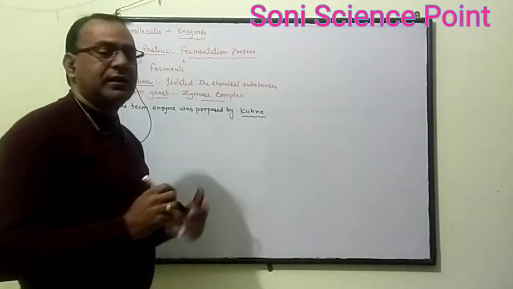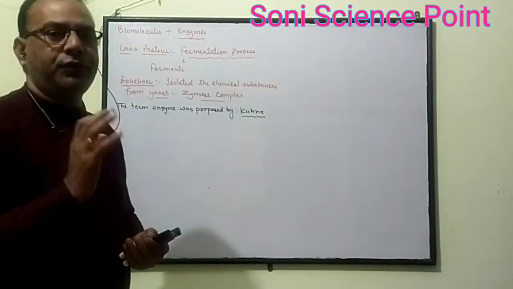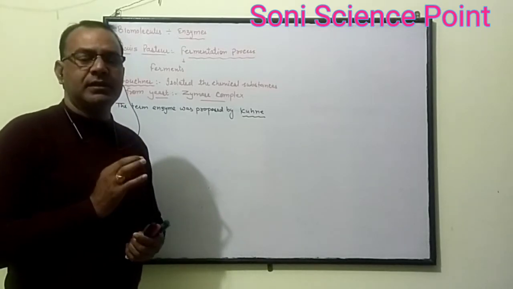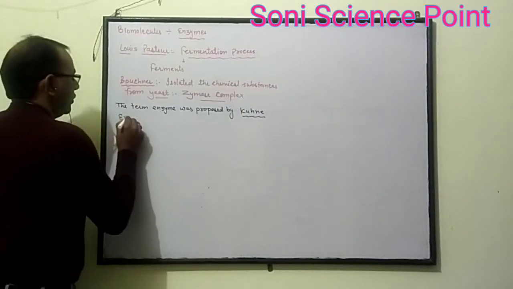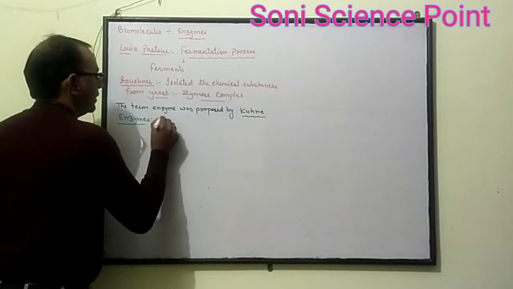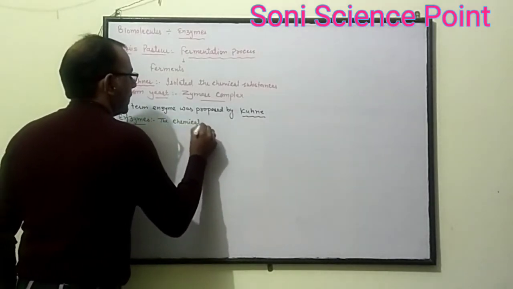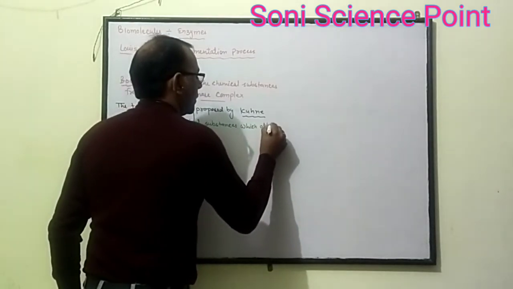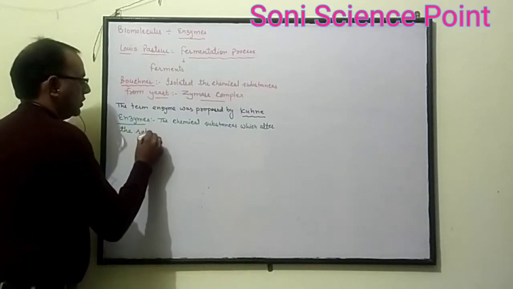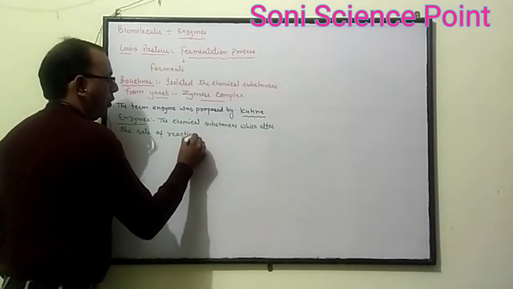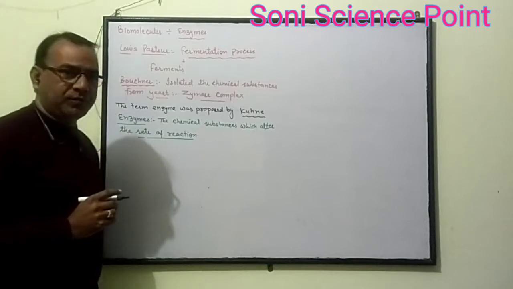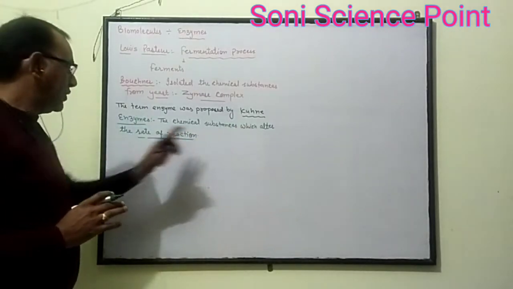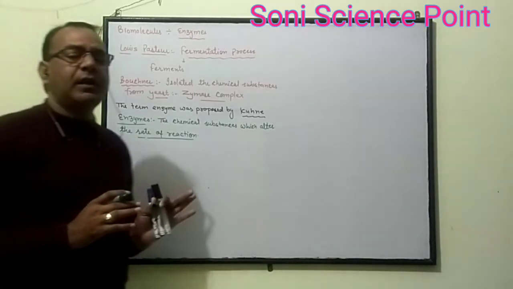Later it was seen that these chemical substances enhance the rate of reaction, meaning they increase it. But there are some other chemical substances which also reduce it. So the definition of enzyme is: chemical substances which alter the rate of reaction. Firstly, it was assumed that they only enhance the rate of reaction, but there are some reducing chemical substances also. How can we show that enzymes play a very important role?